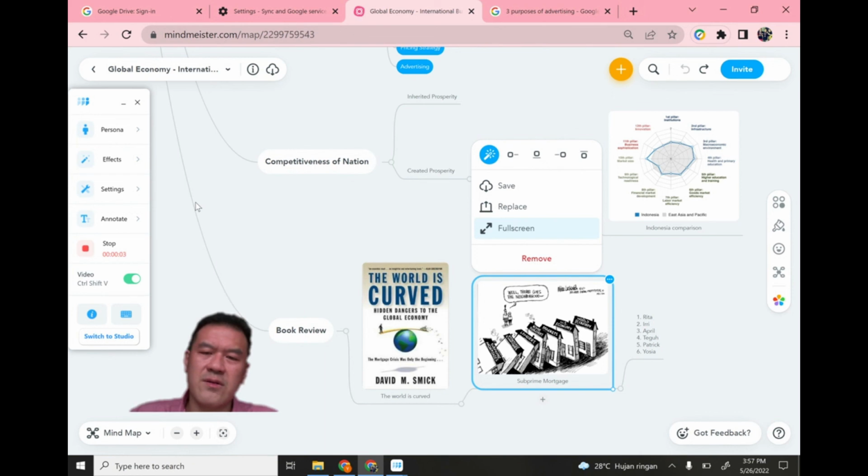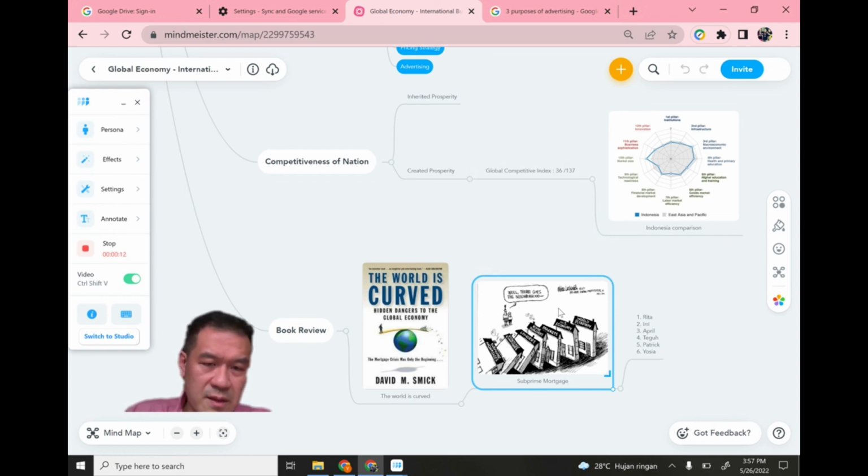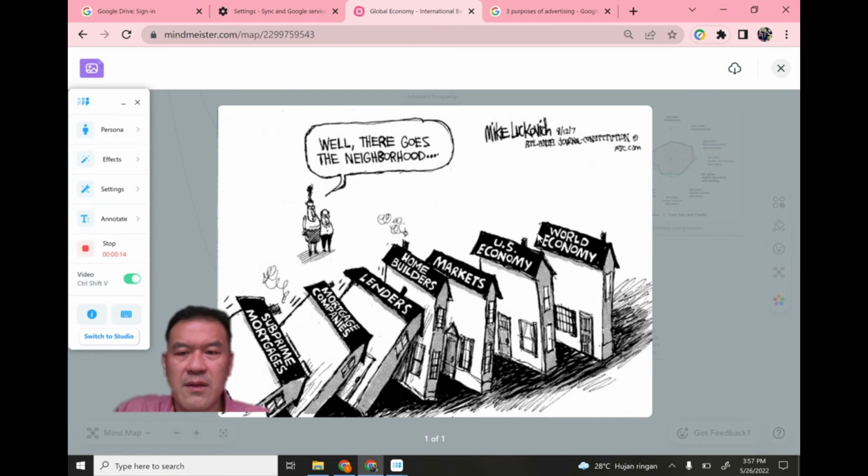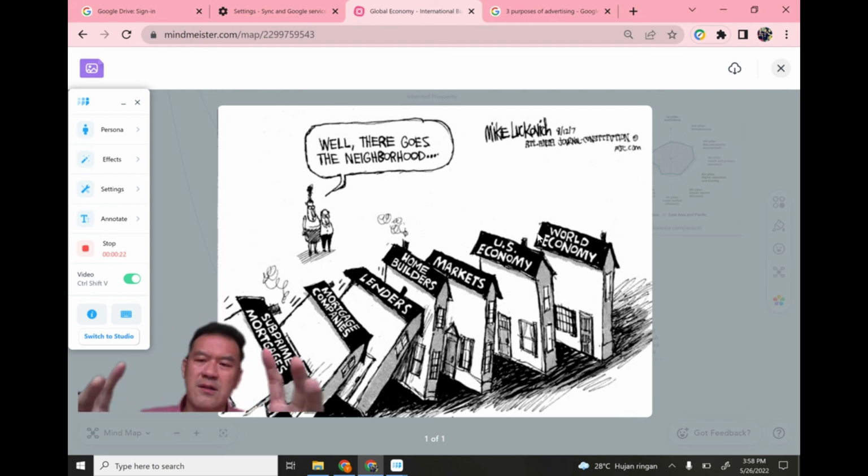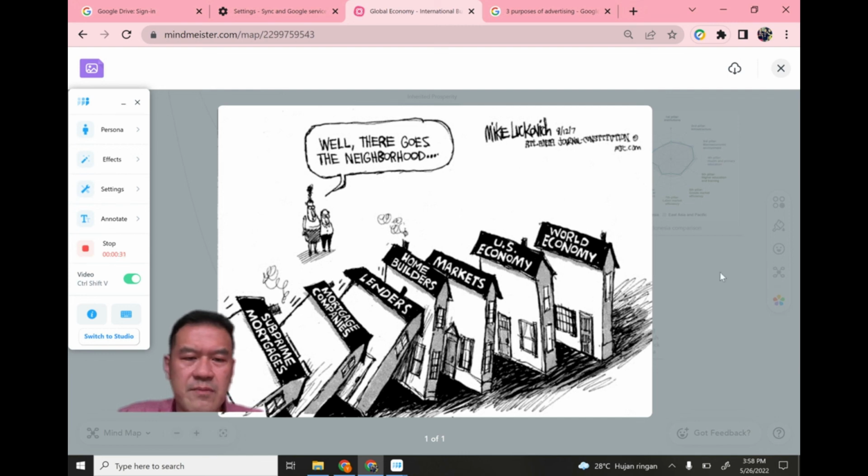In this class, we also did a book review, and the book that we reviewed is The World Is Curved by David M. Smith. This book is talking about the subprime mortgage. The subprime mortgage crisis happened in the US in 2008, and this local crisis actually impacted the world. I suggest you look at the book and read through it. It is very interesting.